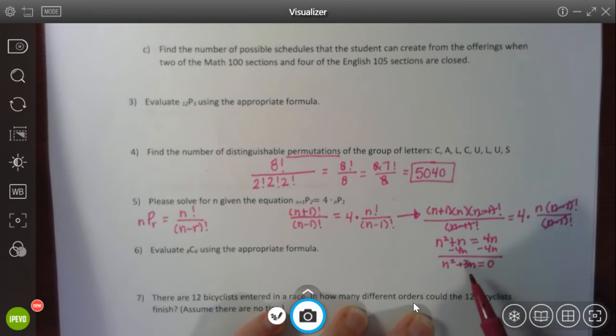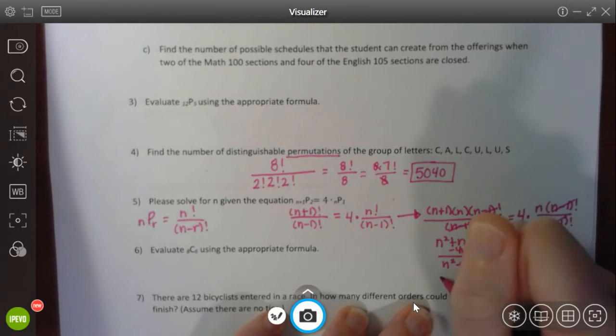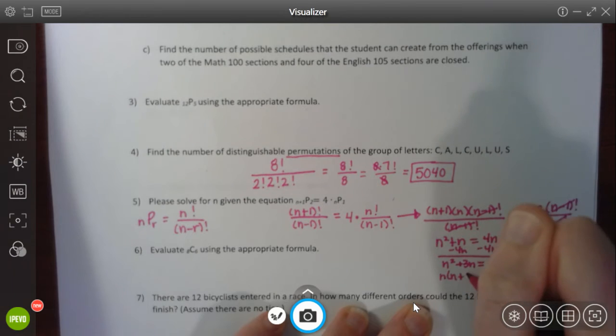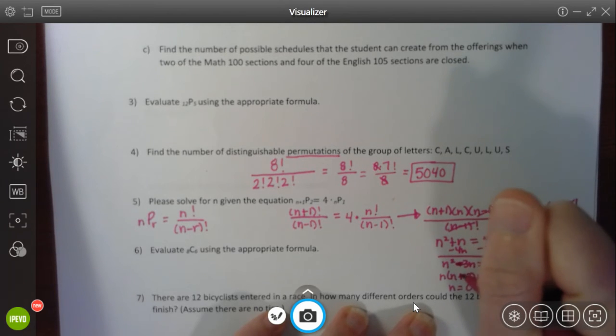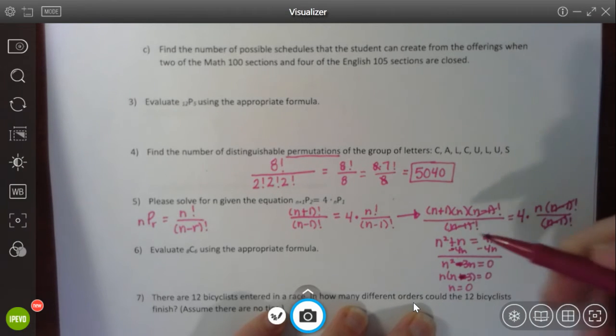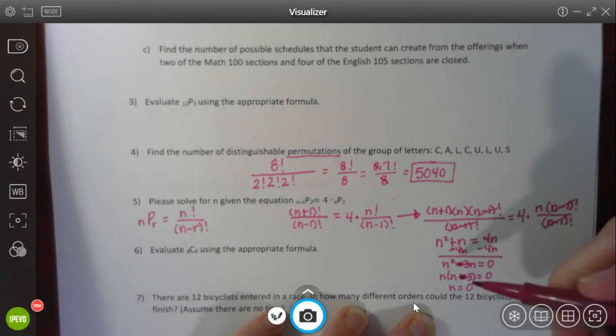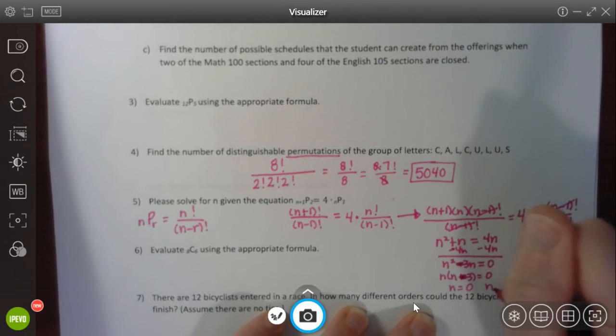And when I factor this, they have a common factor of n, so I'm going to factor that out. And that's going to leave me with n times the quantity of n plus 3. And so now my answers are going to be either n equals 0. Oh, that should have been a minus 3n. Sorry, guys. That should have been minus, because n minus 4 would be negative 3n. So then I'm going to either be left with n equals 0 or n equals 3.